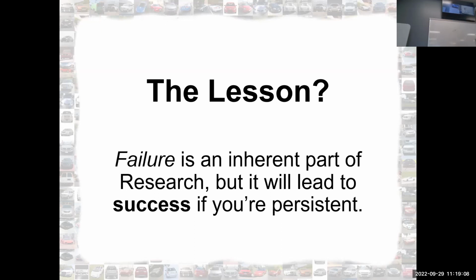So hopefully, for each of you in your research, don't be disappointed when things don't work out. If you have failures, even epic failures like we did, it can actually lead to something that ends up being a much better approach.